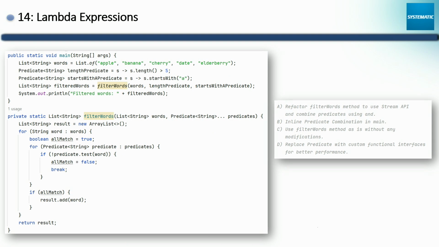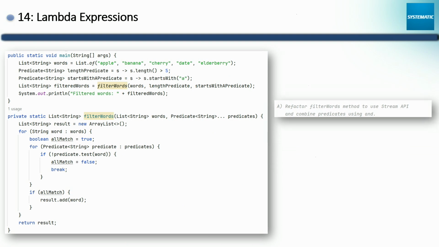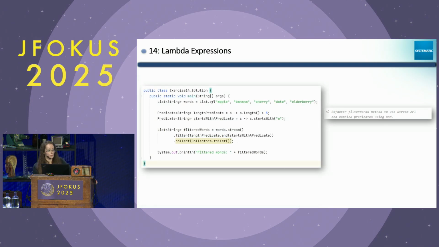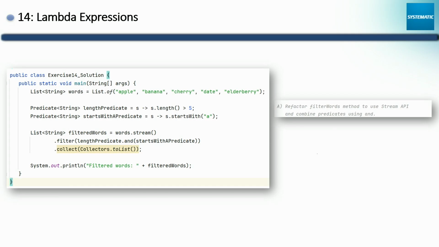Right, and the correct answer was indeed A. And that is because we need to refactor the filter words method to use something newer from the stream API, and combining predicates using that AND method results definitely in more concise and more readable code, and I will show you in a second. So it aligns, let's say, with the best practices for modern Java programming rather than the old-fashioned way of writing all the stuff. And if we were to go with this approach, the code entirely will transform into something like this. It looks way better. Don't you think so?